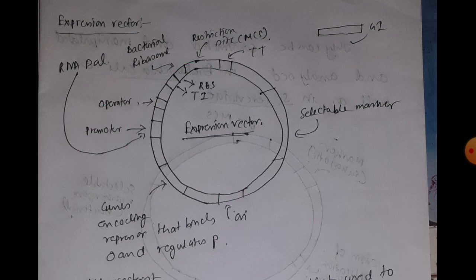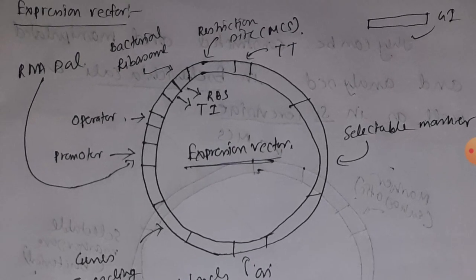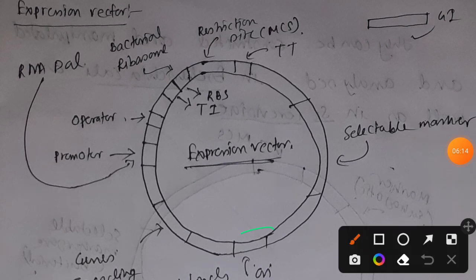There can be three fates of the gene of interest that I am going to talk about. Firstly, let's say the origin of replication works properly, and we get the replicated part.